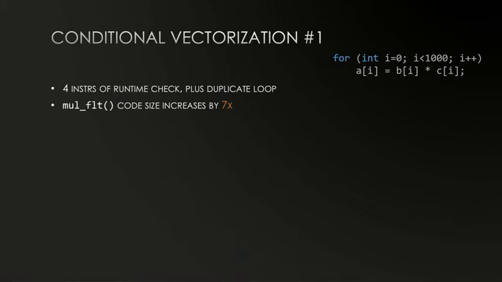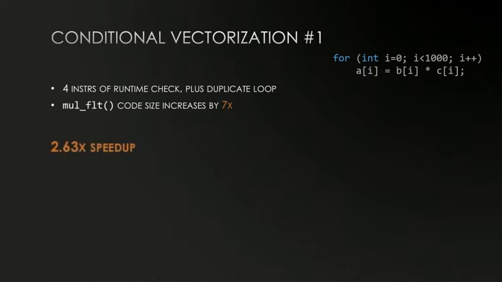What we've emitted: you wrote that loop, that a sub i equals b sub i times c sub i loop. We are actually generating a vector version of that loop, a scalar version of that loop, and 2 runtime checks. Each runtime check has a compare instruction and a branch instruction, so it's 4 extra instructions of runtime checks. The code size of this increases by 7-fold. That's big. Now, granted, a loop of this size overall is a small amount of assembly, so increasing it by 7-fold really isn't that much. But still, it's important to know that it's 7-fold.